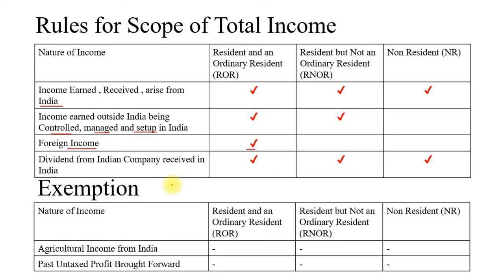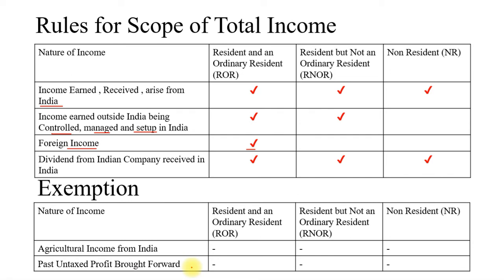Dividend from an Indian company received in India: previously this was an exempt income, but now it has come under the purview of taxation. Everyone will pay tax. Next, we have exemptions. Agricultural income from India, no one pays tax, and past untaxed profit which has been brought forward, no one will pay tax.